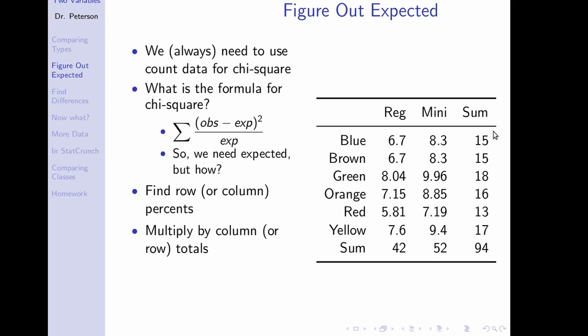Because our row sums here are 15, we expect that we'll always get those same row sums, we'll always get those same column sums. So our expecteds are a little bit different because we have fewer regular than mini M&Ms. This is perfectly okay for a chi-squared test.